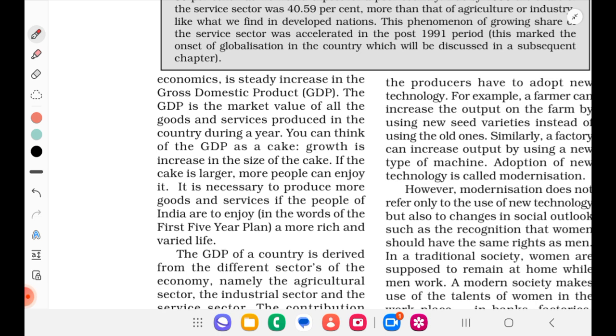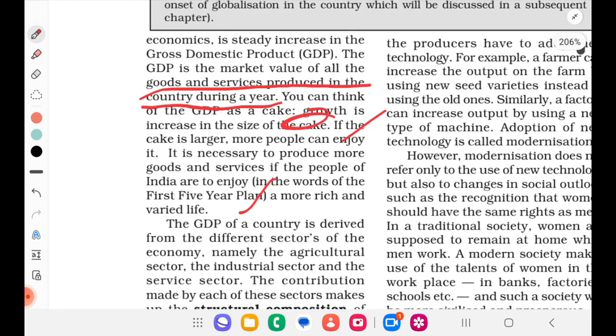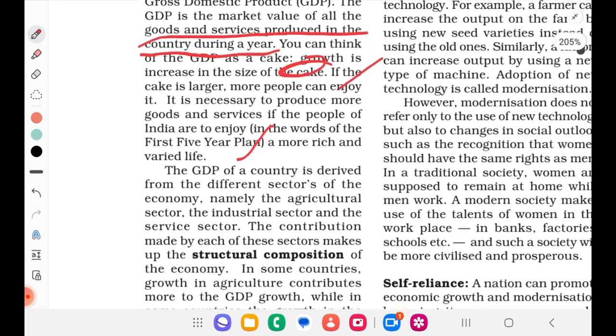The GDP is the market value of all the goods and services produced in a country during a year. You can think of GDP as a cake. Growth is an increase in the size of the cake. If the cake is larger, more people can enjoy it. It is necessary to produce more goods and services if the people of India are to enjoy, in the words of the 5-year plans, a more rich and varied life.